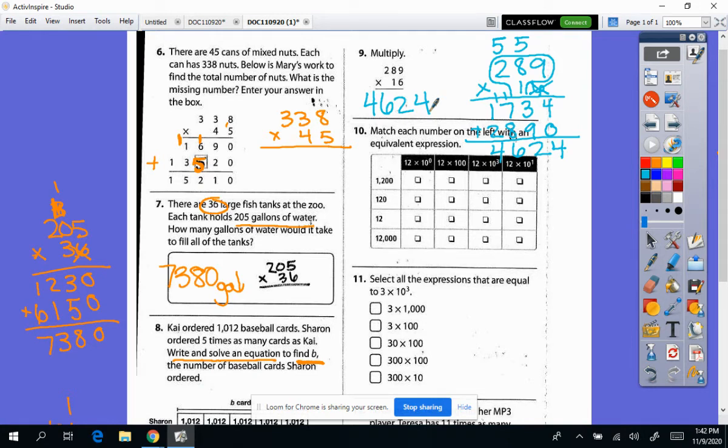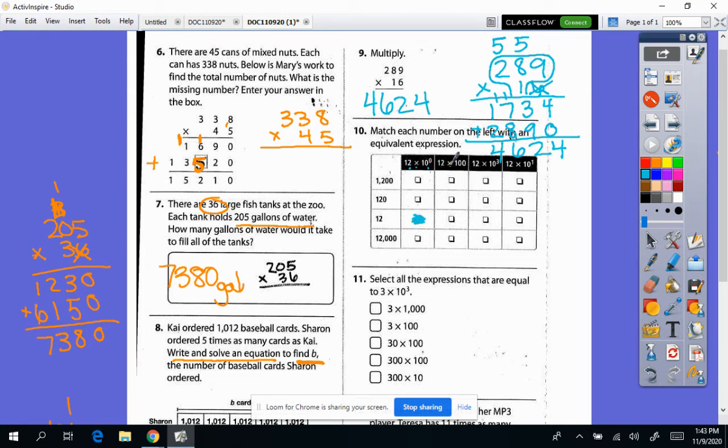All right, number 10. This is a review of powers of 10. So we're going to match each number on the left with the equivalent expression. Okay, so if we are looking for 12 times 10 to the 0 power, well, this is in the ones. So that's the same thing as 12 times 1. And you can use your place value chart on this summative as well.